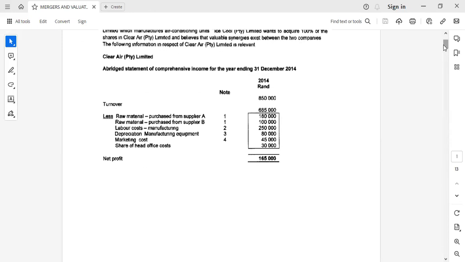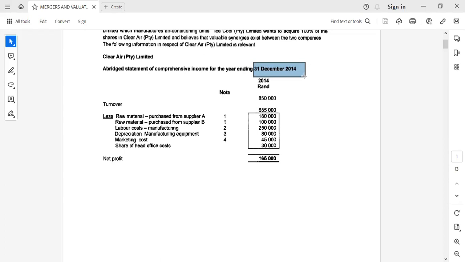Right. An abridged statement of comprehensive income. This is the statement of comprehensive income for 2014. Normally, there are many methods we can use to value a business. We can use the maximum purchase price, the minimum purchase price. We can use the free cash flow method. We can use the net asset valuation. We can use the earnings multiple method. Right. You would find that our main focus when we are valuing a business, we don't normally look at the past. The past can form a basis, but we are looking into the future.